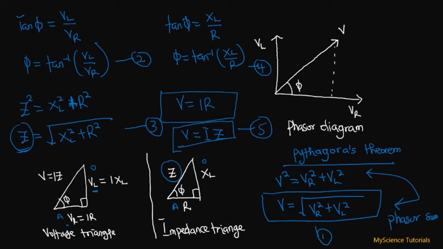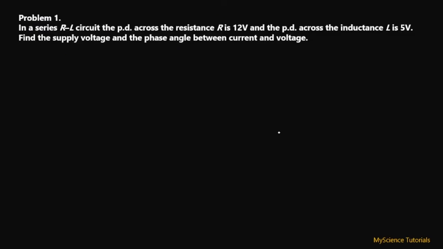All right, so now that we've covered the basics, let's look at some practical examples or some problems and see how we apply these formulas or how we use them to solve questions. So problem number 1, we have, in a series RL circuit, the potential difference across the resistor R is 12 volts and the potential difference across the inductor L is 5 volts. We are to find the supply voltage and the phase angle between the current and the voltage. So this is pretty easy.